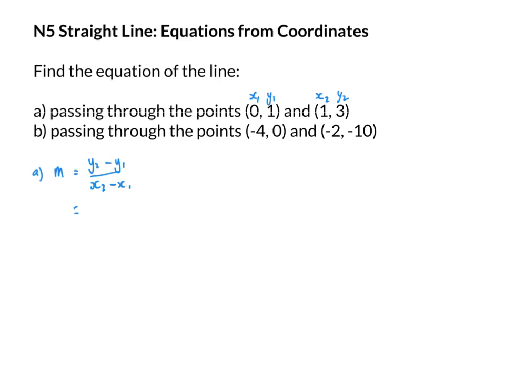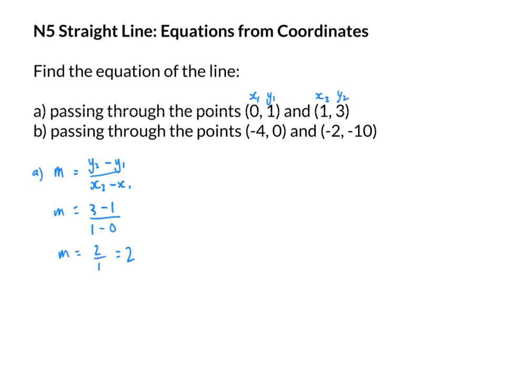y2 minus y1, 3 minus 1, over x2 minus x1, 1 minus nothing. That'll tell me my gradient is 2 over 1, which is just 2.